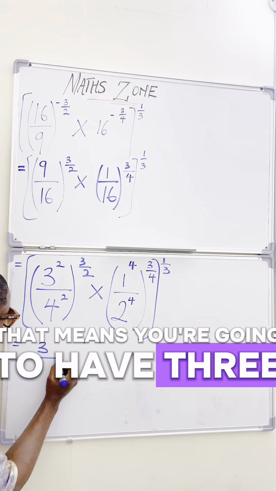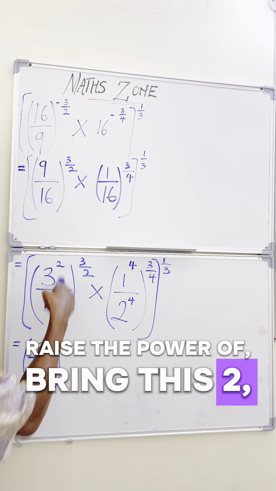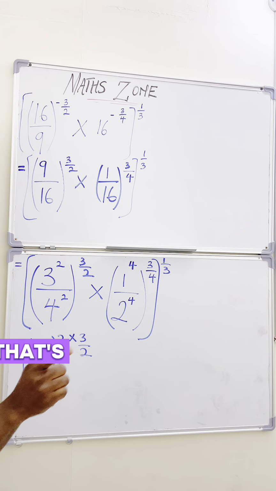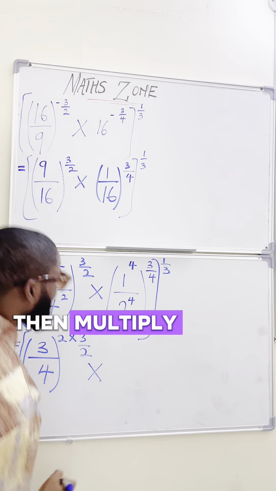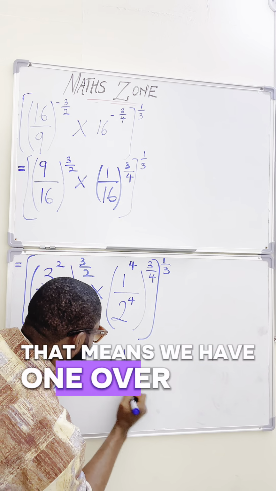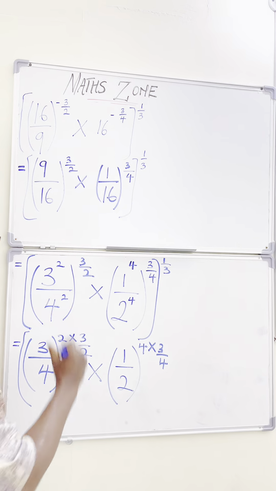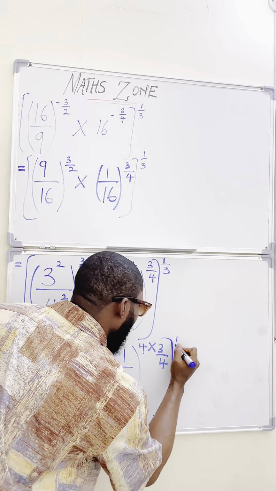That means we're going to have 3 over 4 raised to the power of, bring out this 2, then multiplied by this 3 over 2. You can see how this 2 cancels this 2. That is actually what we want to achieve. Then multiply by this 4, which will also be brought out. So we're going to have 1 over 2, bring out the 4, then multiply by 3 over 4. Can you see that this 4 will cancel this 4? That is what we want to achieve. Then close the big bracket, raised to the power of 1 over 3.